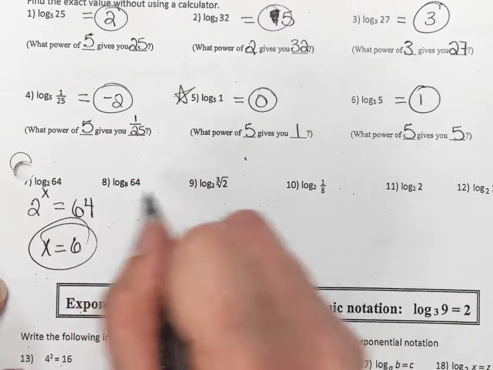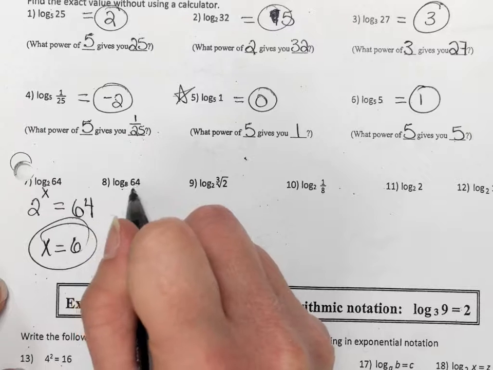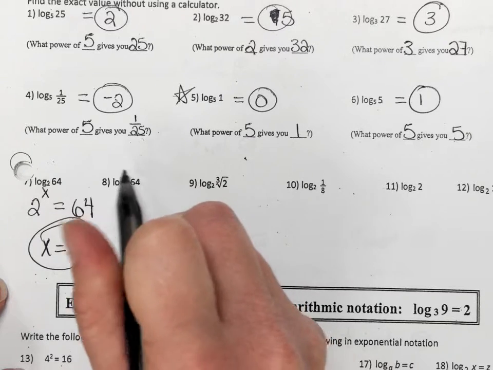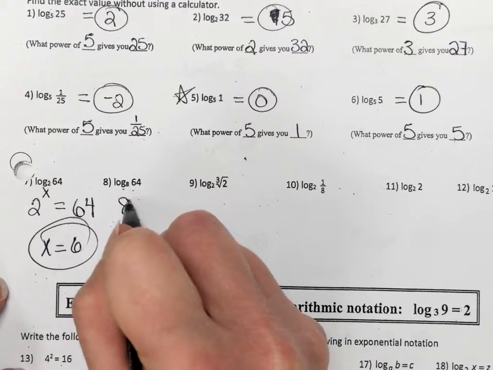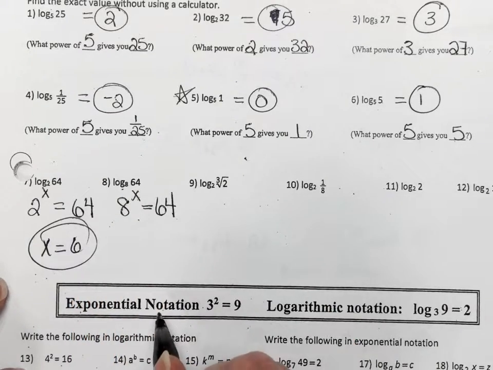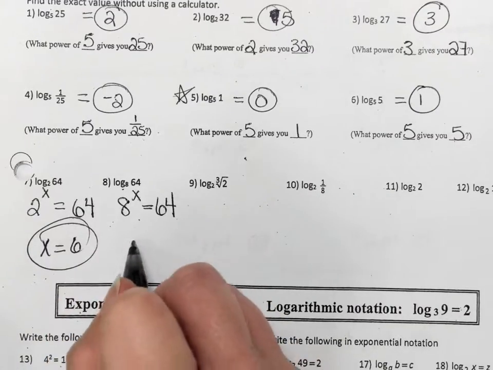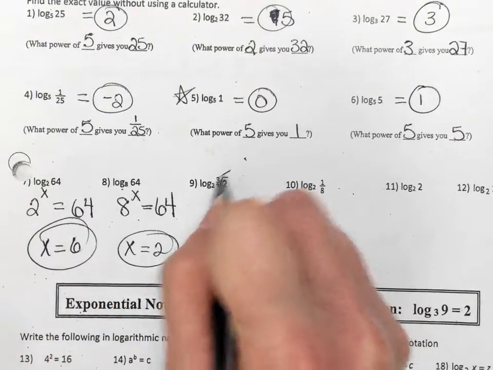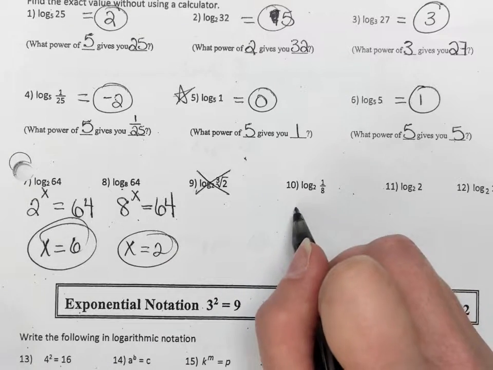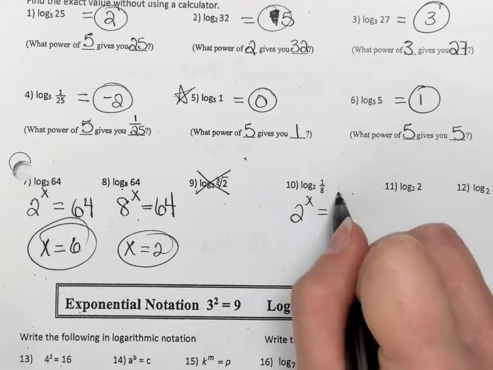Okay, here we go. Let's look at this one. So how do I say this? There you go. 8 to what power is 64, or what power of 8 gives you 64? Doesn't matter. So what do you got? 2. Very good. All right, we're going to mark out 9. We're going to do that one. What about number 10? Perfect.